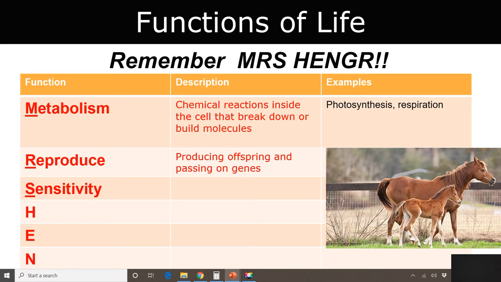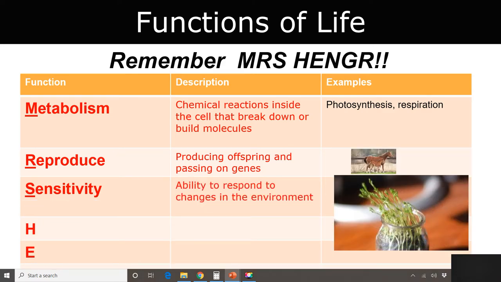The next one is S for sensitivity, and that's the ability to change and respond to your environment. These plants are aware of where the sun is and they can decide to grow towards the light. So they're able to respond to the environment. So metabolism, just the Mrs., has chemical reactions that can break down or build molecules. All living things can reproduce, so produce offspring and pass on their genes, and they are sensitive to changes in the environment. They are able to respond to it. If you saw a lion in the room, you would be able to respond to that stimulus and run away. So that's the MRS of the functions of life.